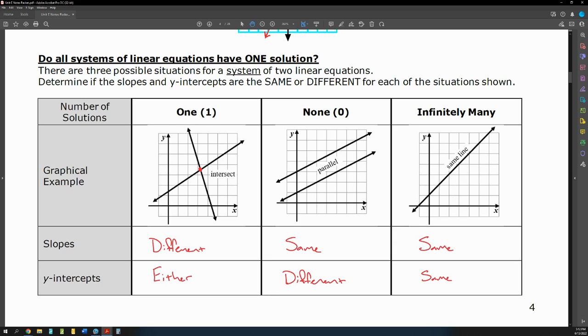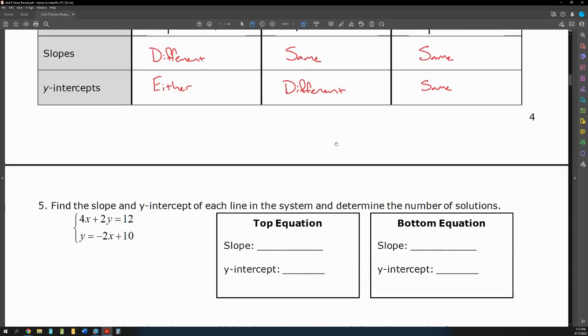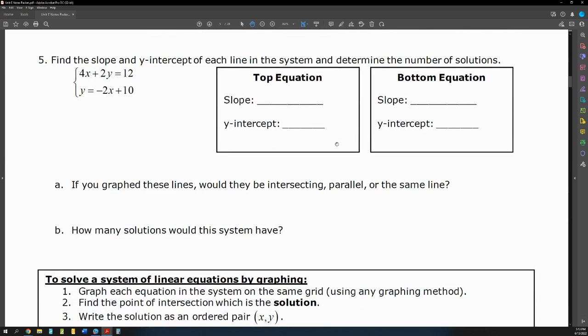All right. Let's go ahead and flip the page. Number 5: find the slope and y-intercept of each line in the system and determine the number of solutions. So in the top equation, I see we have this in standard form. I'm going to go ahead and put this into slope-intercept form, y = mx + b.